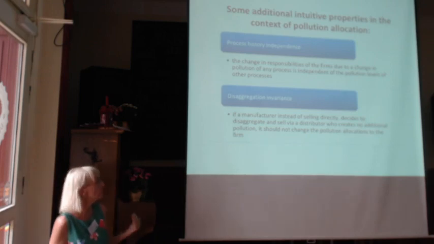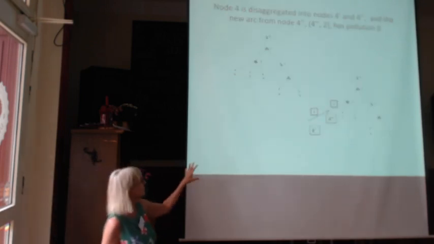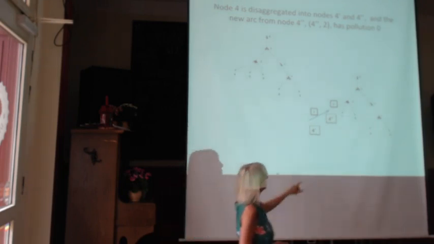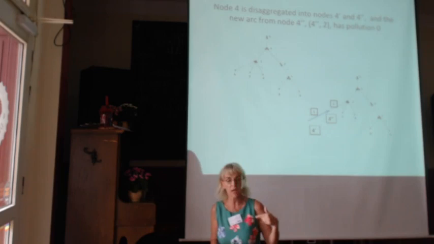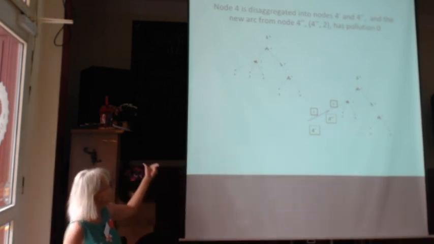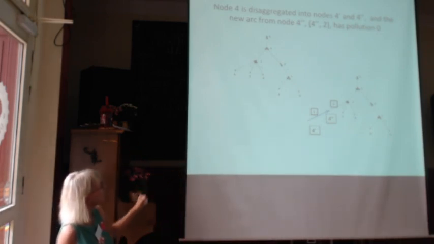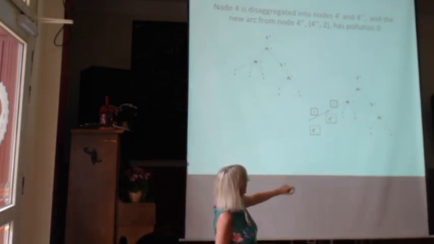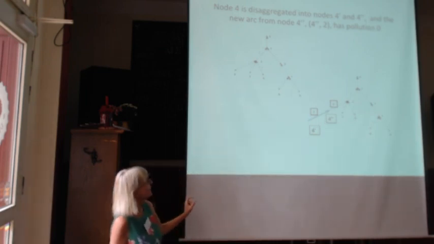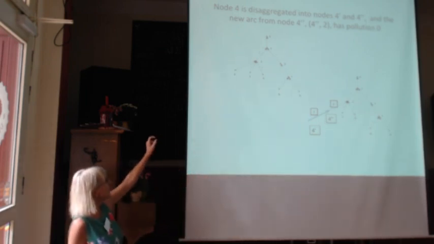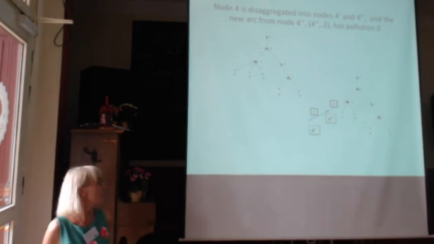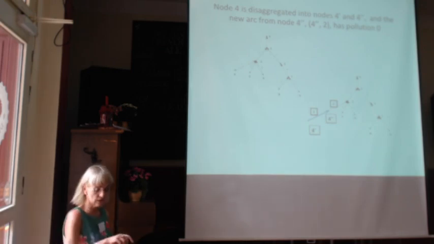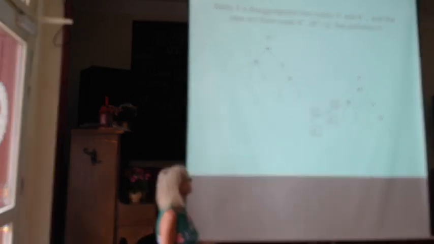And so we wanted to avoid this type of gaming. So we say, for instance, if we have the first graph, and let's say node 4 decided to split itself into node 4 prime and 4 double prime, where 4 prime has the same allocation, the same pollution as node 4, and 4 double prime creates 0 pollution, then the total allocation to 4 prime and 4 double prime should be the same as the original allocation to node 4. And so these are some of the properties that we thought would make sense in our context of pollution allocation.